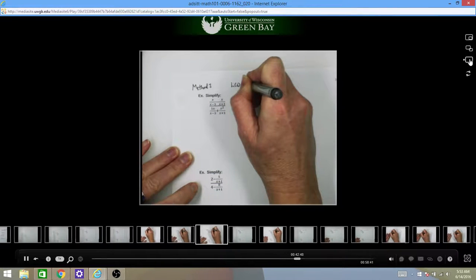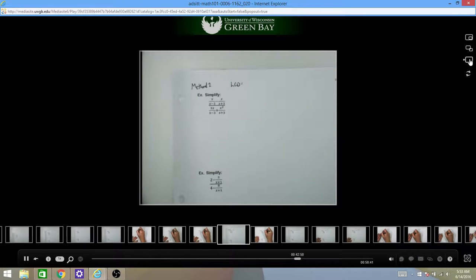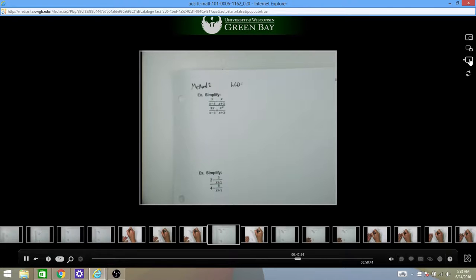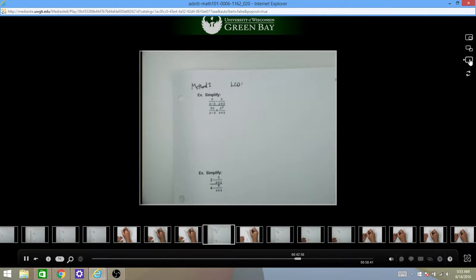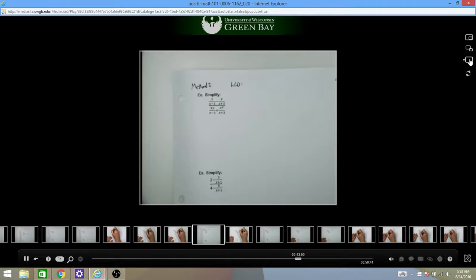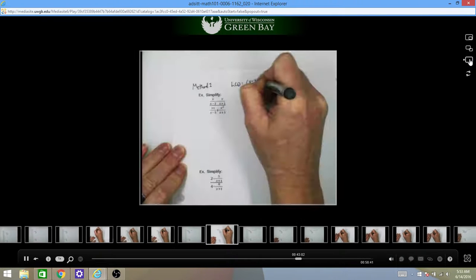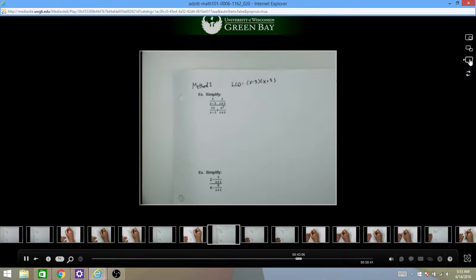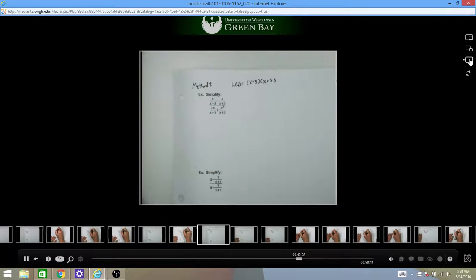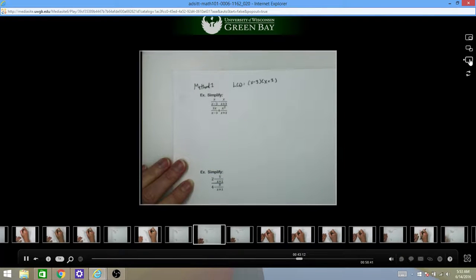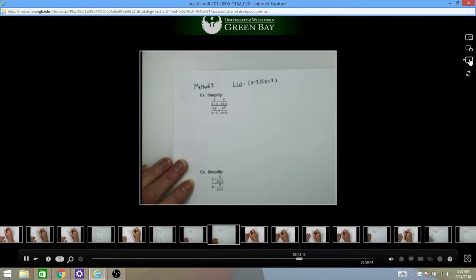So what would be the least common denominator for these little fractions? Exactly. x minus 3 times x plus 3. So let's go ahead and build up the little fractions. We'll multiply the first fraction by x plus 3 over x plus 3, and the second fraction by x minus 3 over x minus 3.